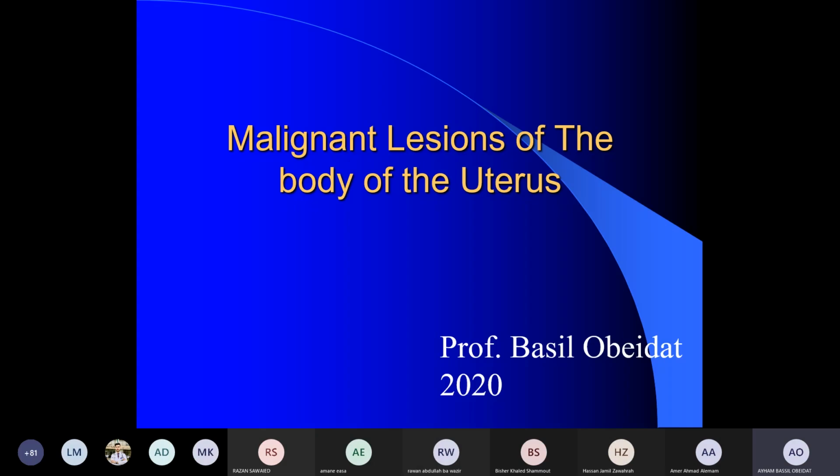On the malignant lesions of the body of the uterus. Now, you know that the uterus is made up of the body and the cervix. Now cervix is completely different. Cervical cancer is a completely different type, and you will have a separate lecture for cervical cancer.